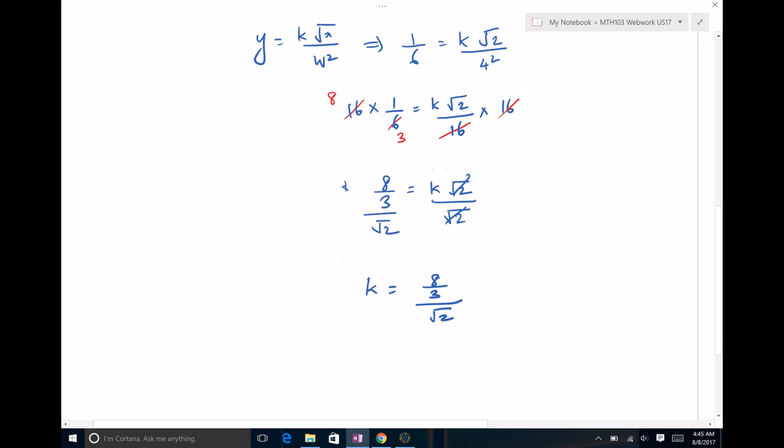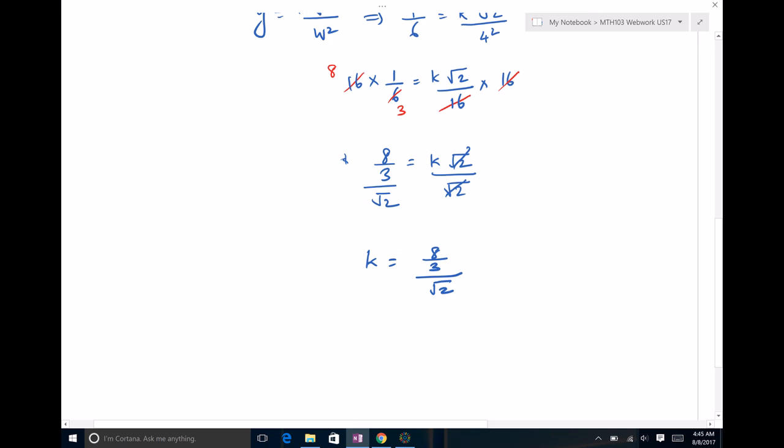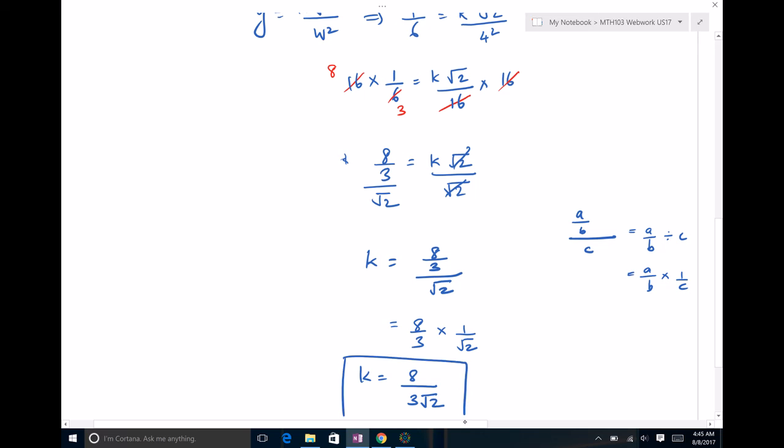Now dealing with an expression like this can be tricky. When you have a over b divided by c, this is the same as a over b multiplied by 1 over c. So in this case, I'm going to rewrite this as 8 over 3 multiplied by 1 over square root of 2. So k equals 8 over 3 times the square root of 2. And that's my answer.